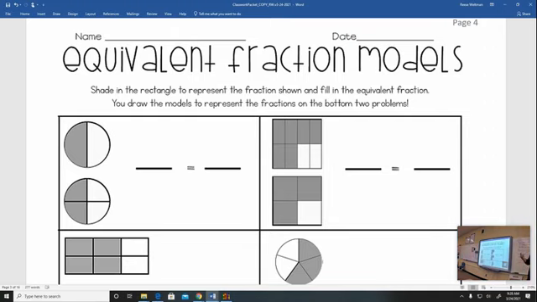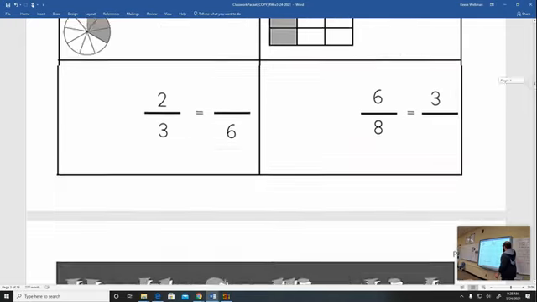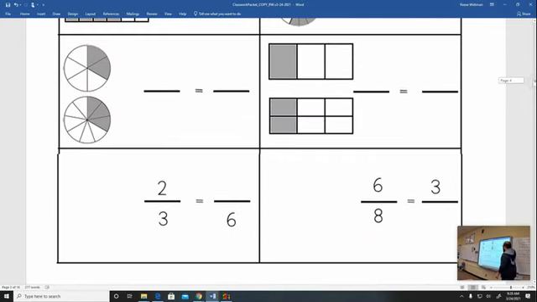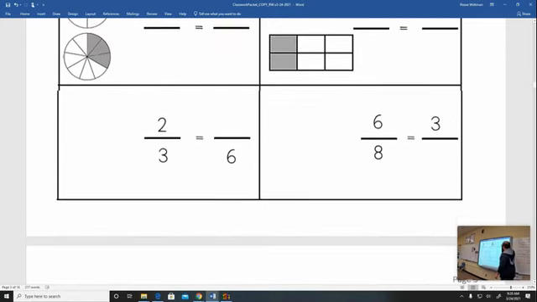Now remember, the denominator is however many parts you have in the whole. The numerator is how many parts are shaded, right? The parts that are represented. So you're going to write both down for each one of these, okay? And down here at the bottom, you actually are going to draw two of them. Two different, you'll be drawing four in total.